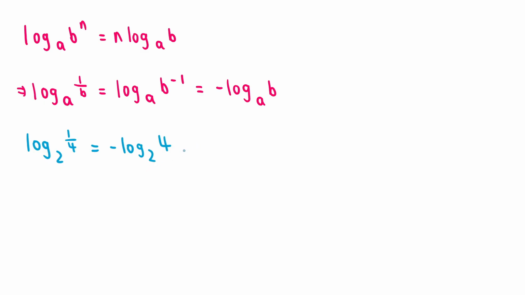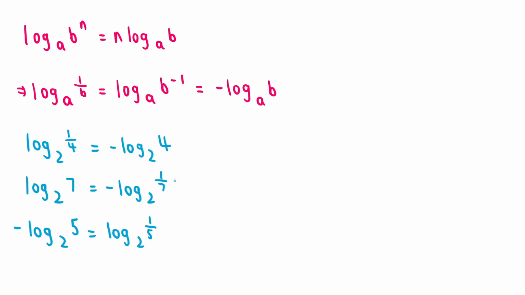In general, an easy way to remember how this rule works is that if we add a negative sign to the front of the logarithm, we need to take the reciprocal of the argument. And of course, the reciprocal of a number just means dividing 1 by that number, which means the reciprocal of any non-zero real number, a, is 1 over a. So here's another example. Log base 2 of 7 is equivalent to negative log base 2 of 1 over 7, because the reciprocal of 7 is 1 over 7, and we add the negative sign at the front of the logarithm.